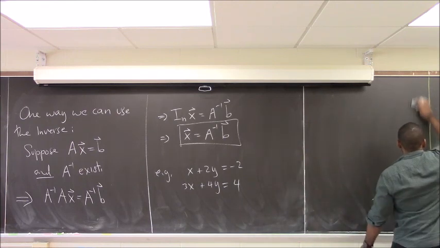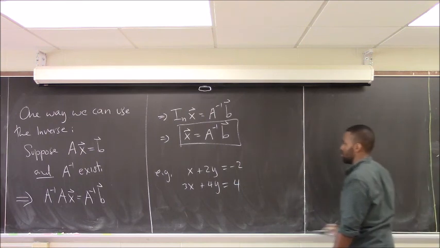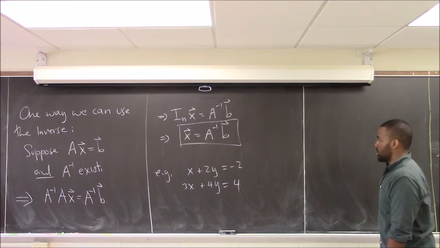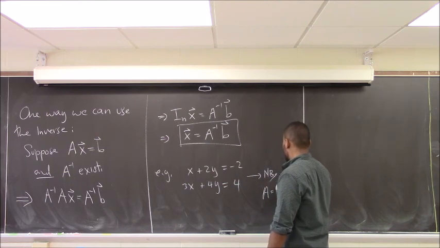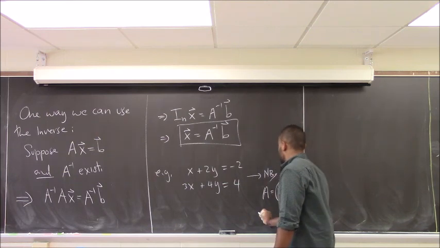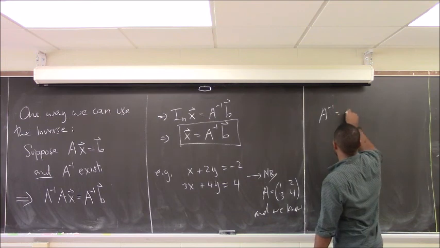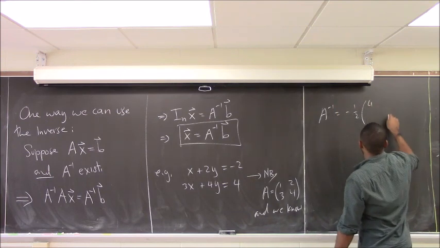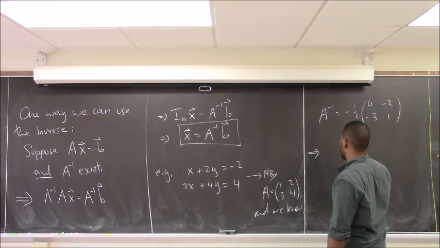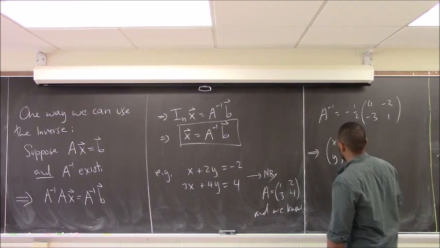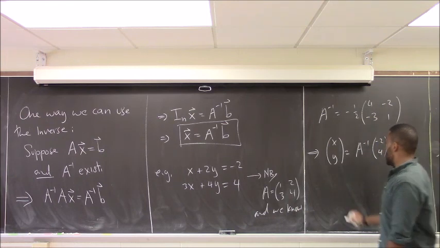Now I can make up any numbers I want. Okay, so here I can note that my coefficient matrix is 1, 2, 3, 4. And we know our A inverse is minus 1/2 times 4, 1, minus 2, minus 3. This means to solve this system, our xy is going to simply be A inverse times the matrix minus 2, 4.